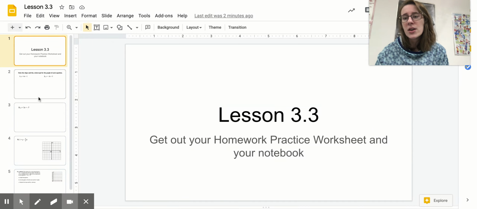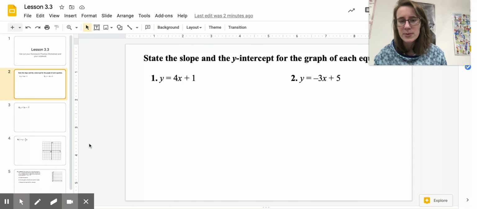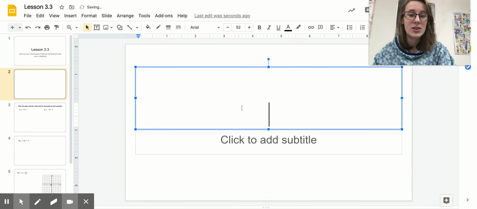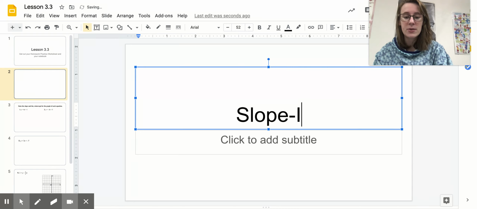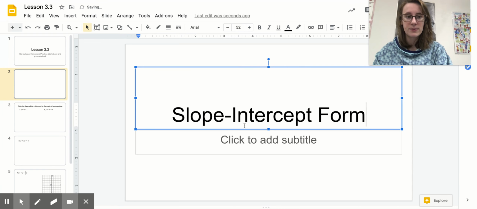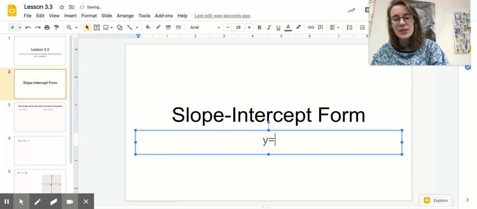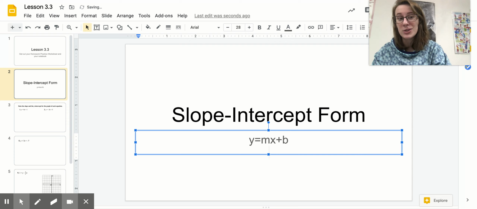Just let us know. So you're going to need your homework practice worksheet for 3-3 today. I'm going to be going through some example problems with you. So we're going to start on the first page, problem 1, and it says to state the slope and the y-intercept of the graph. The most important thing to know here is that we need to learn a new equation. This equation is called slope-intercept form. And slope-intercept form in its entirety is y equals mx plus b. Go ahead and pull out your notebook too and write this down.